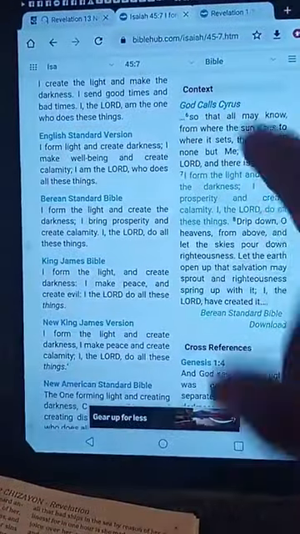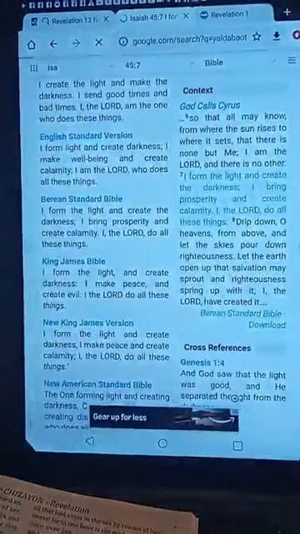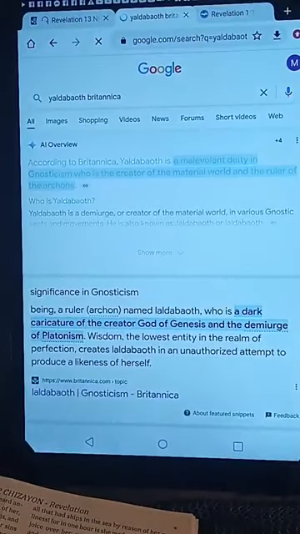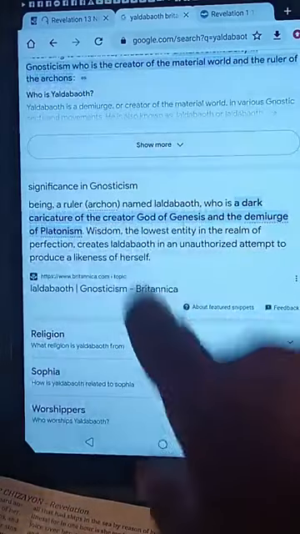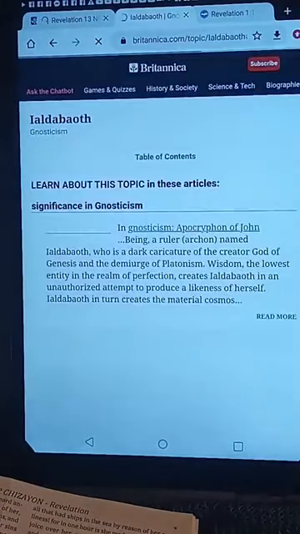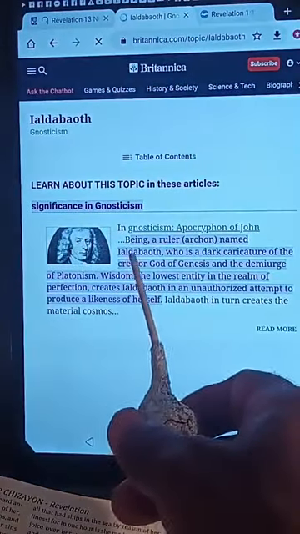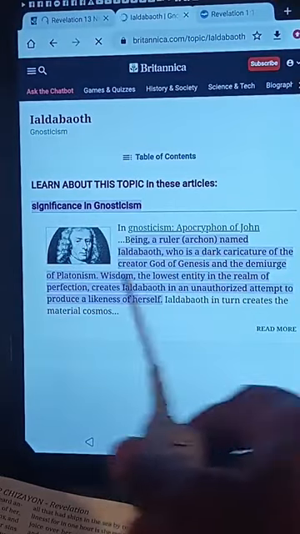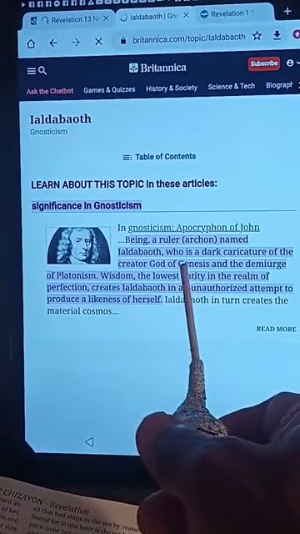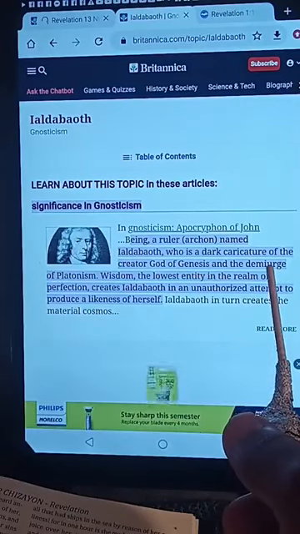Now, what does the government's website say about Yaldabaoth? The Britannica. It's going to say exactly what the Nag Hammadi says. But no Christians or Muslims know that they're worshiping this demon. Britannica Encyclopedia: Yaldabaoth is a dark description of the creator God in Genesis. And the Demiurge. Demiurge means creator of the world.